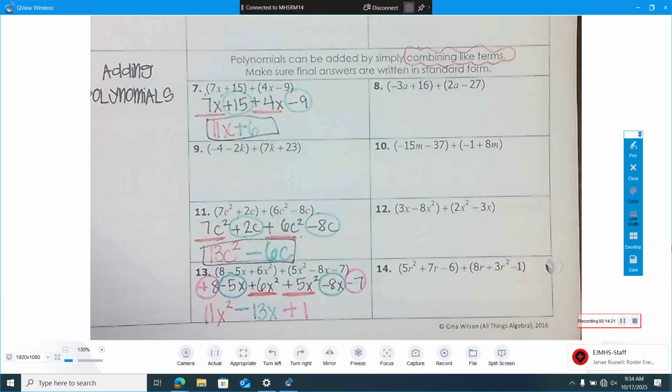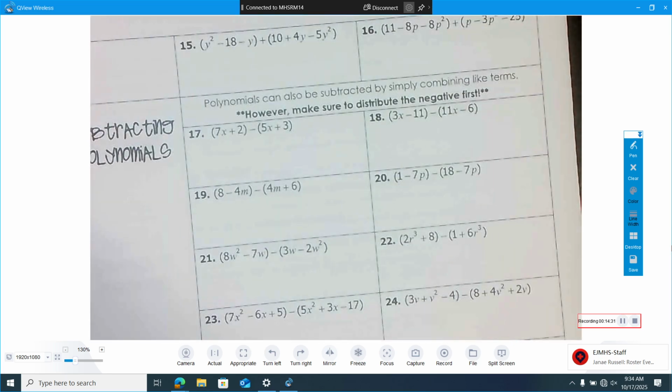Very good. Give me a thumbs up. Are you good with this? Just combine like terms. All right. Very good. Let's turn the page.